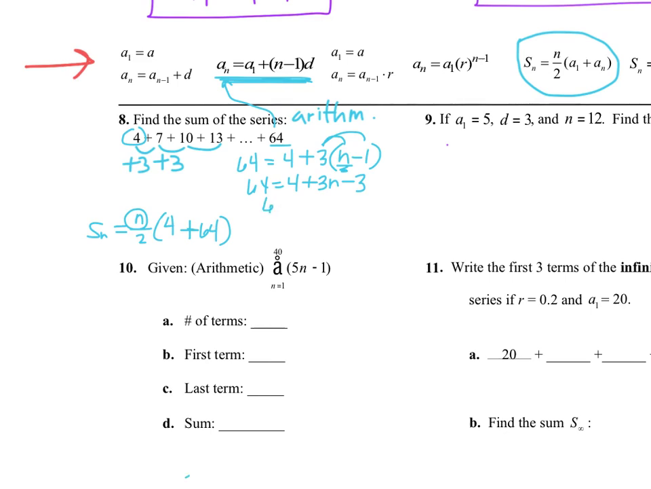Okay, so we have 64 equals 3n plus 1. So take away 1, 63 equals 3n, and then divide by 3. So n is 21. Okay, so we're going to take that, and we're going to plug it in right here.